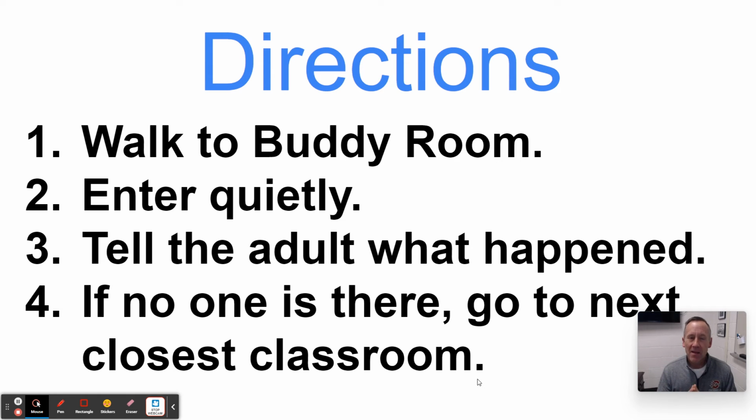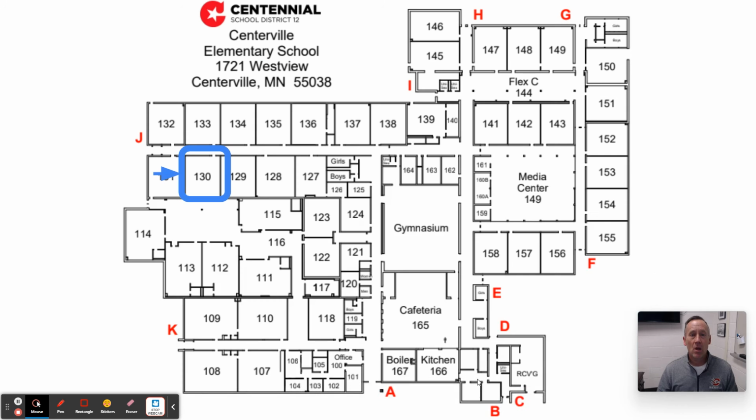Finally, what about if you go to your buddy room and there's nobody there? Maybe that classroom went to gym and there's no teacher there. Then you want to go to the next closest classroom. So in this example, you would go from room 131. 130 is right next door there. You'd go to that next classroom. And if there's nobody there, you go to the next closest classroom.